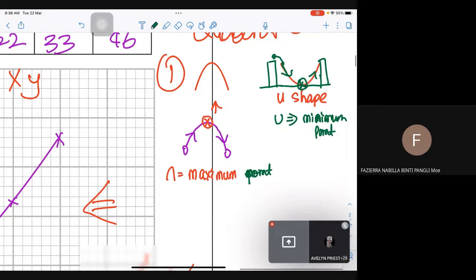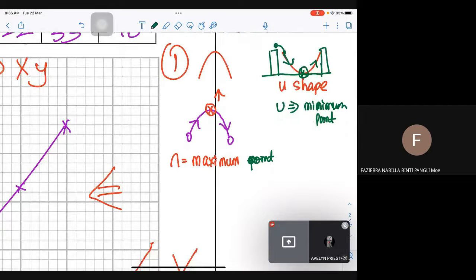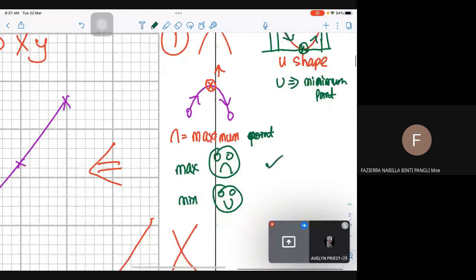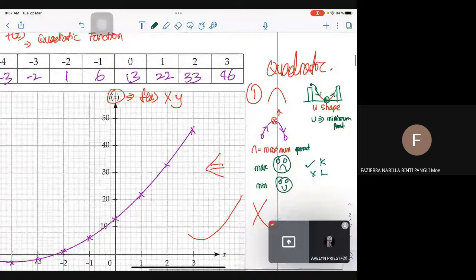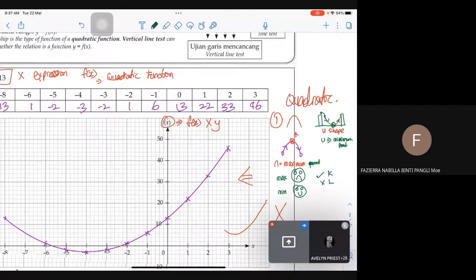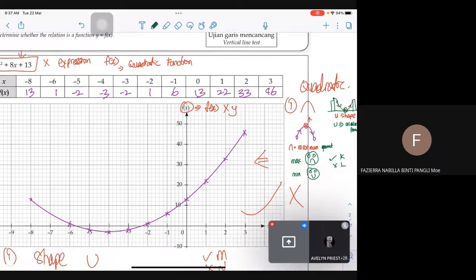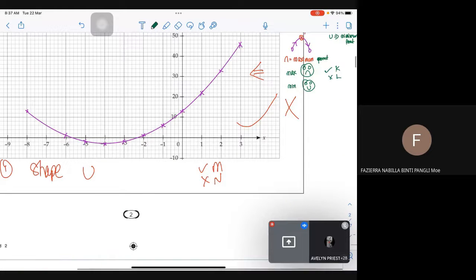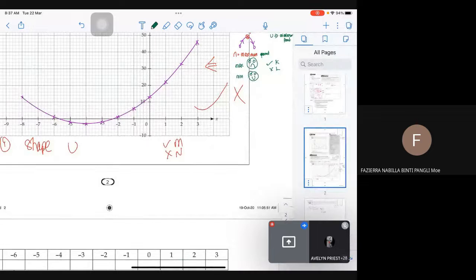Or you can say, if maximum, a sad face. If minimum, a happy face. Understand? If yes, reply me K. If not, reply me L. So this one you have to remember. And then this one I need to let you know.